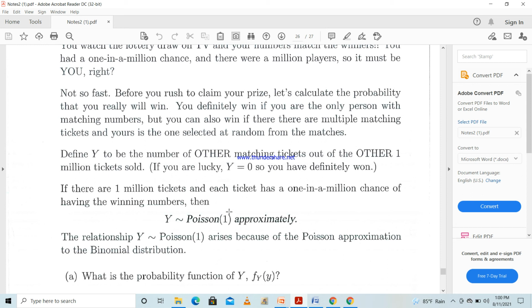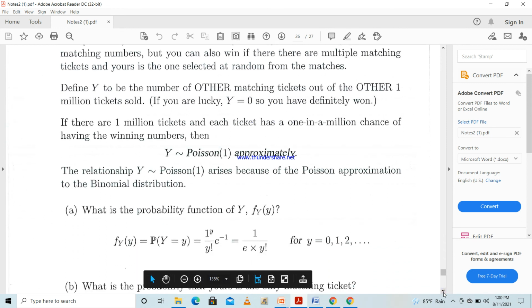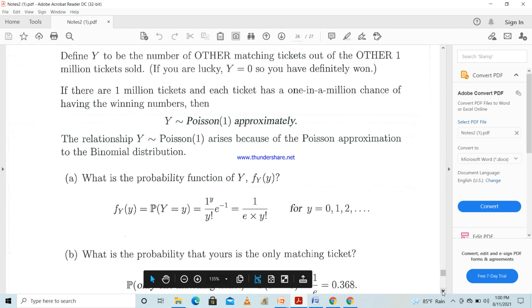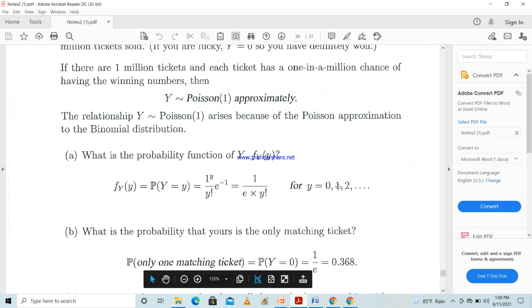So in this case, if Y has a Poisson distribution, the probability function of Y is e to the power minus lambda, that is e to the power minus 1, times lambda to the power y, that is 1 to the power y, divided by factorial y. When you simplify, that is 1 over e times factorial y. So this is the probability function of Y. Here you can find the probability where Y equals 0, Y equals 1, and so on.